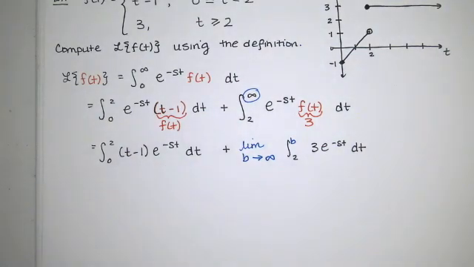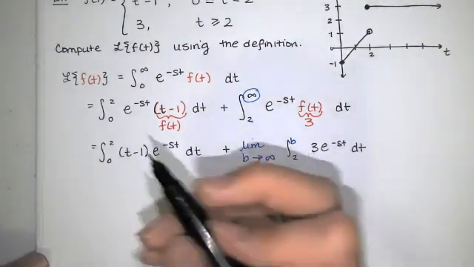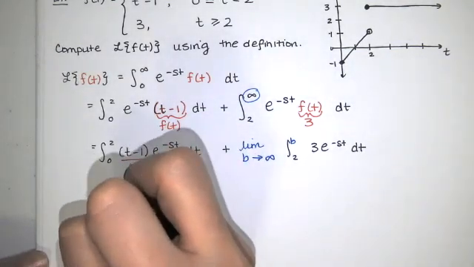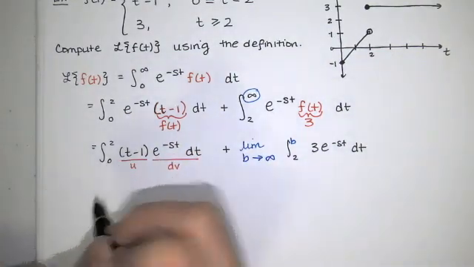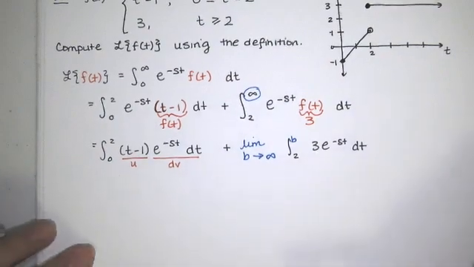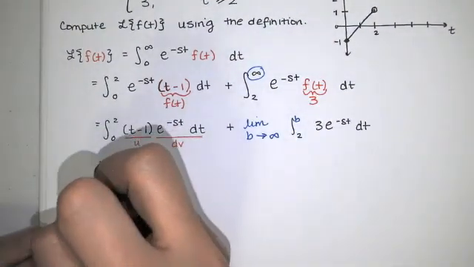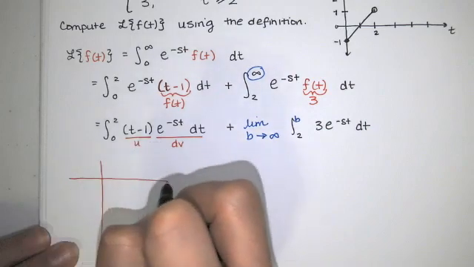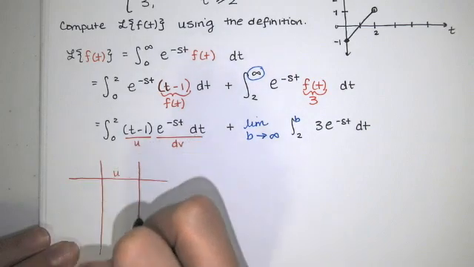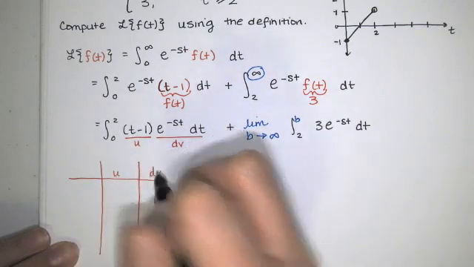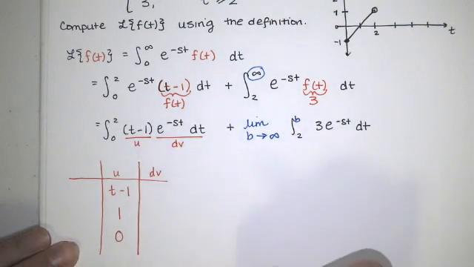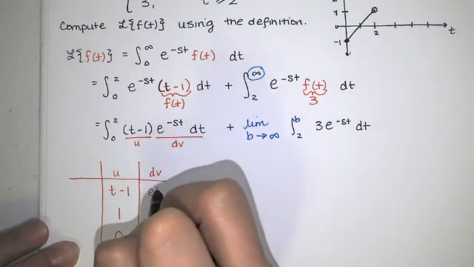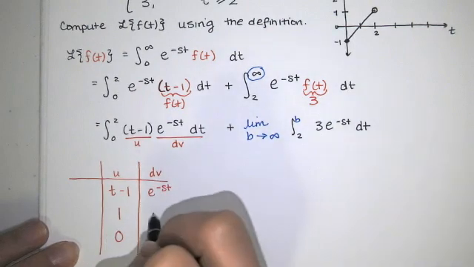Now over here, because I've got a polynomial times an exponential function, I think the easiest way to evaluate this is to use integration by parts. So I'll let u equal the first function, and dv will be the second function. And since my u is a polynomial, the easiest way is to use tabular integration. So u is t minus 1, then you take the derivative and you take the derivative again. And then dv is e to the negative st.